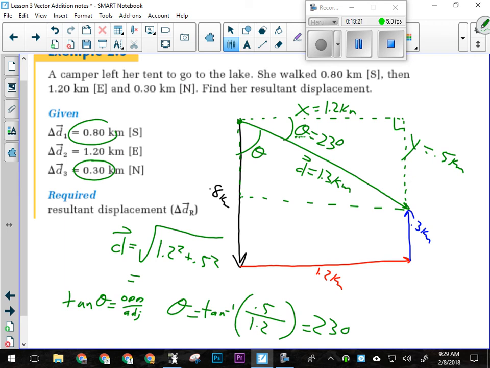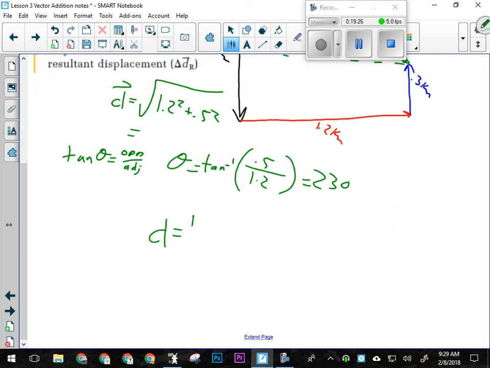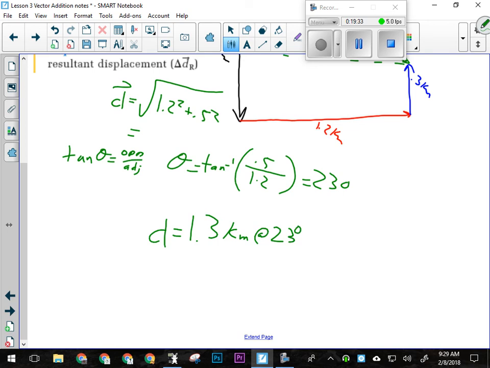Right? But if I put a zero there, it's because I'm sure it's a zero. All right, so now I'm going to put in my final answer here, which will be 1.3 kilometers at 23 degrees south of east, which means I could also write that it was 67 degrees east of south. Okay. It would depend on which way I drew the triangle. Questions on how I did that one?